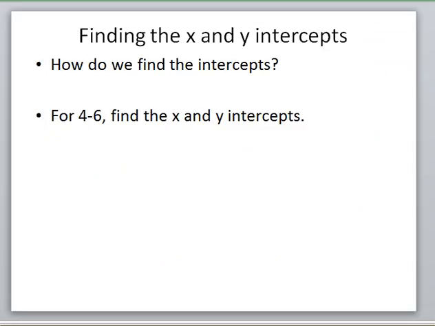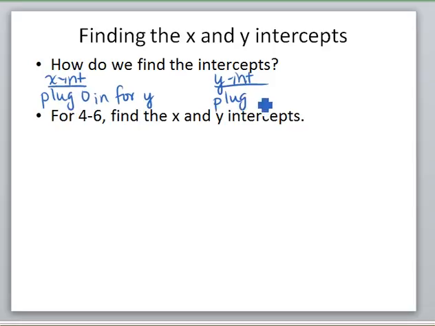The next part of our review is x and y intercepts. How do we find the intercepts? We can find intercepts by plugging in zeros. So for the x-intercept, we keep the x portion and we plug 0 in for y. And for the y-intercept, we keep the y portion, we plug 0 in for x.